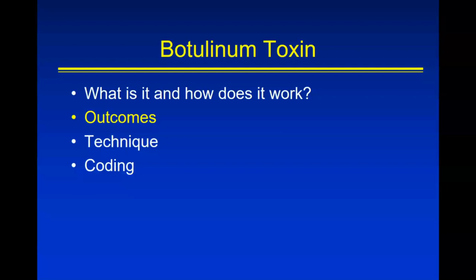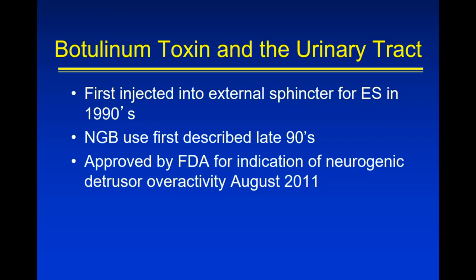So what are the outcomes? The first time this was ever used in the lower urinary tract was an injection into the external sphincter for spinal cord injury patients with external sphincter dyssynergia. It works okay, it tends to be short-lived, and that really didn't catch on.